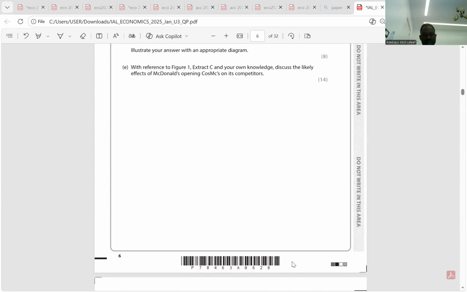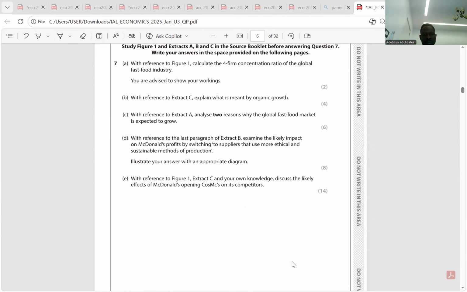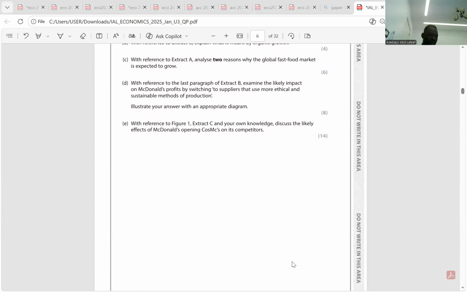7B. Organic growth is described as internal growth of a firm, such as increasing sales revenue, entering new markets, or opening new stores. Example given in the extract, McDonald's opened a new cafe called Smith's. That's organic growth. Organic growth means the firm is growing using its own resources. So that's about that.